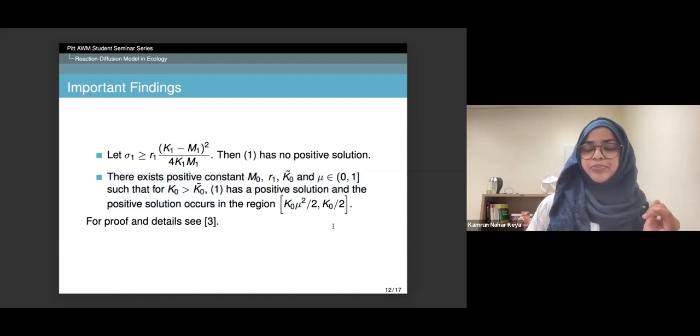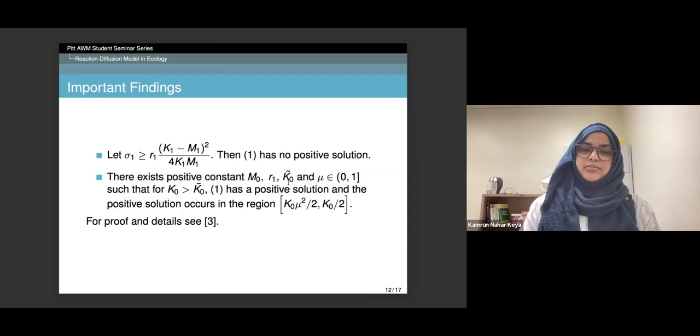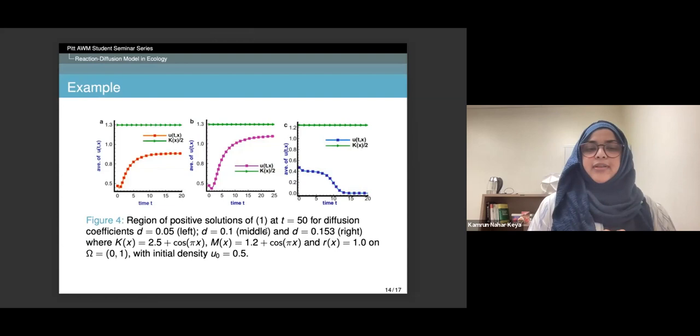And we did a numerical simulation on that. We also have a full proof of how we got this boundary and how we got the fixed parameters M0 and R1, but I haven't included the proof here. I'll just show you the numerical approximation we got.